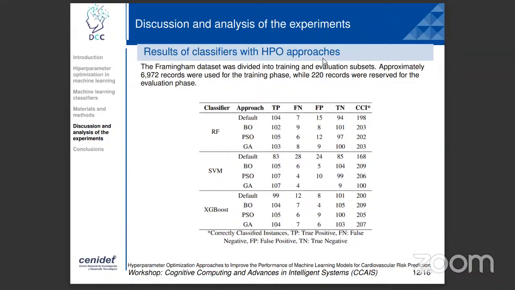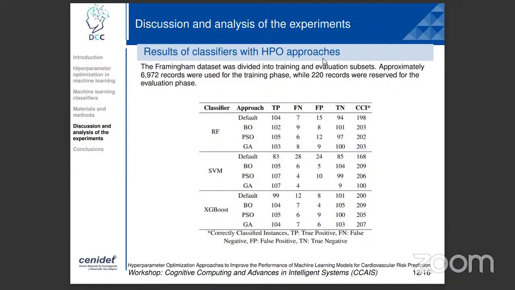Approximately 6,972 instances were used for the training phase, while 220 were reserved for the evaluation phase. We observe on the screen the confusion matrix results.